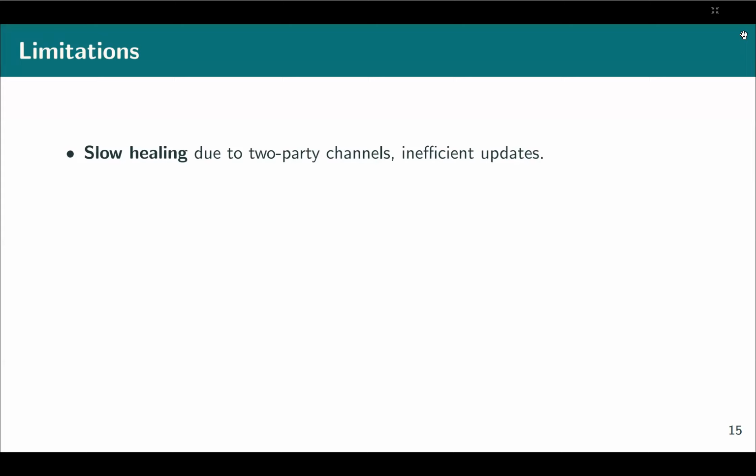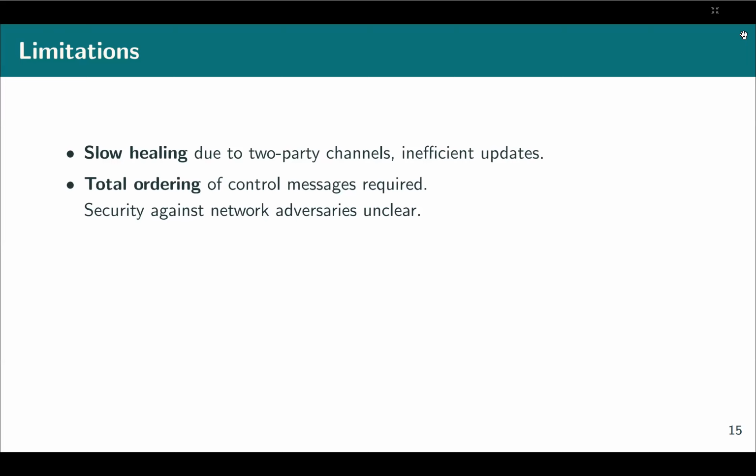But it's also because since we have a quadratic number of two-party channels running between every pair of group members, then updates take a long time and a lot of communication is needed. We also have an assumption that is a total ordering of control messages. And this means that all the group changes have to be applied in log step, one after the other.